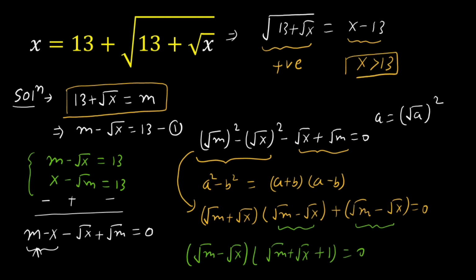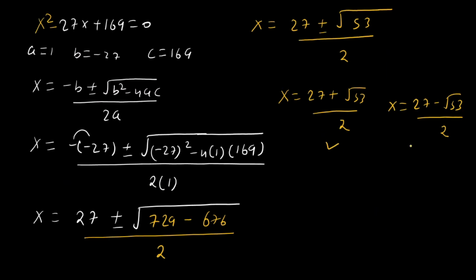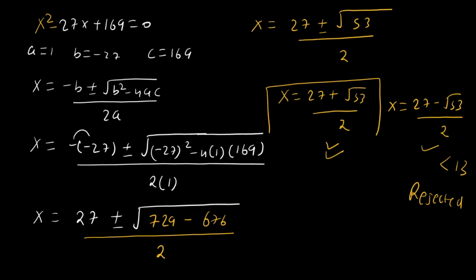Then look carefully at these two solutions. This solution is less than 13. So that's why this solution is rejected and this solution is accepted. So here the value of x is 27 plus square root of 53 divided by 2. This is our final answer.